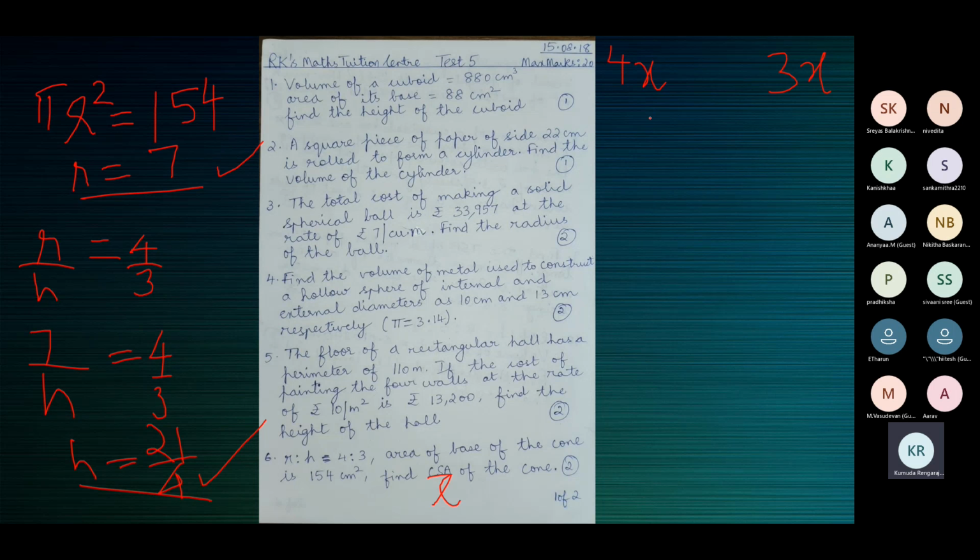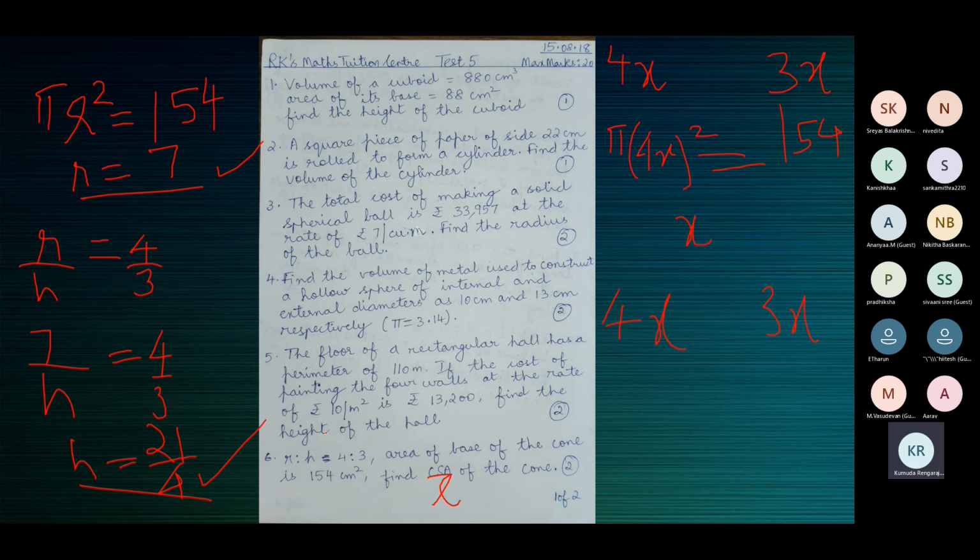The other way of working is 4x, 3x. So pi into r square, that is 4x the whole square, is equal to 154. Like this also you can work. When you work this, you'll get the value of x. And using x, you can find 4x, which is the radius, and 3x, which is the height. You get the same answer. Now, children, all of you find L.